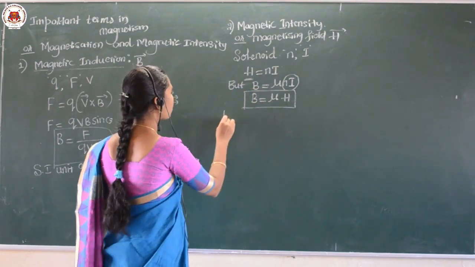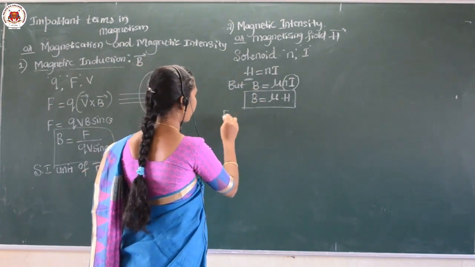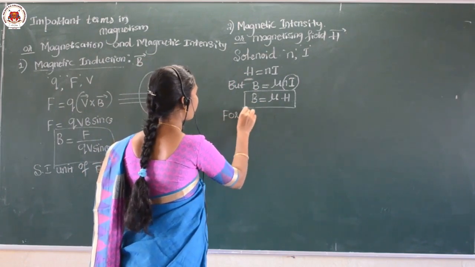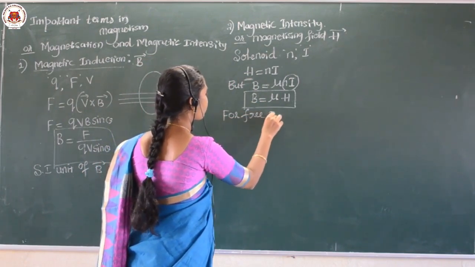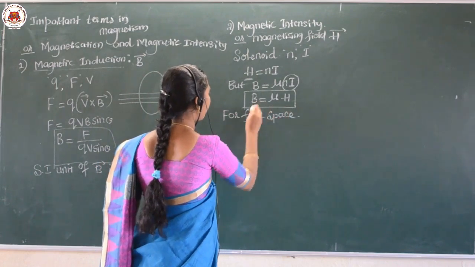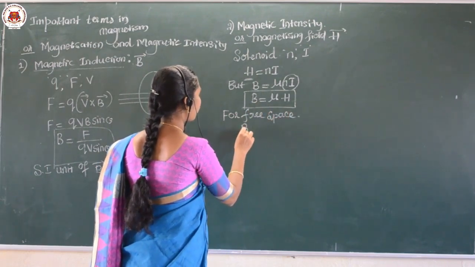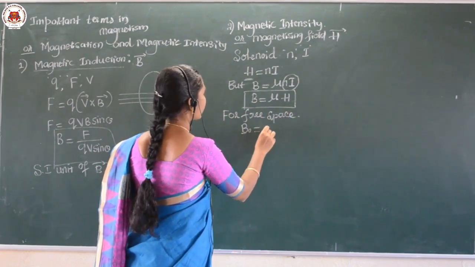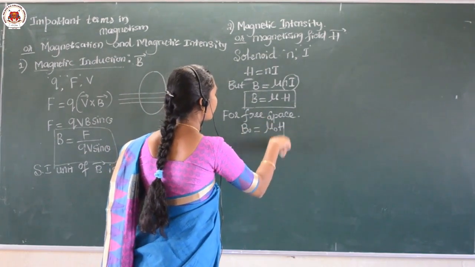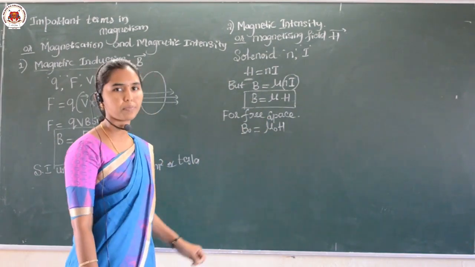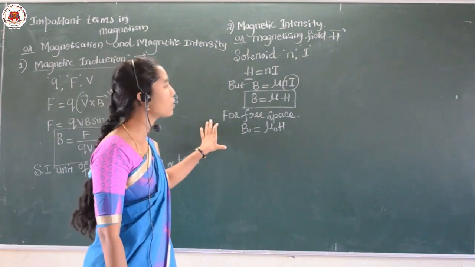If you write it for a toroid with a core of free space, or for free space, the magnetic induction B naught is given as mu naught into H. Am I clear, dear students?